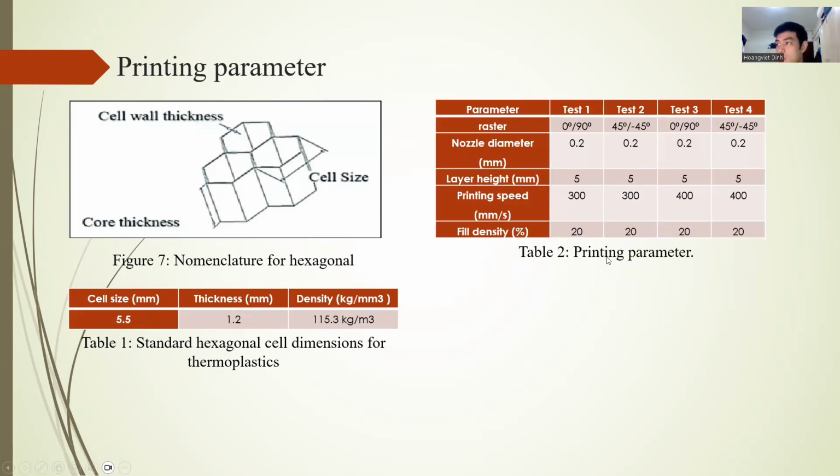Table 2 is the printing parameters. The raster angle is 0/90 degrees for test 1, 45/-45 degrees for test 2, 0/90 degrees for test 3, and 45/-45 degrees for test 4. The nozzle diameter is 0.2 mm, and the layer height is 5 mm. The printing speed for test 1 and test 2 is 300 millimeters per second, and for test 3 and test 4 it is 400 millimeters per second. For test 1 to test 4, the infill density is 20%.